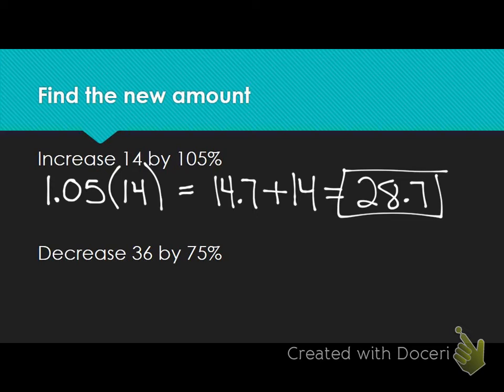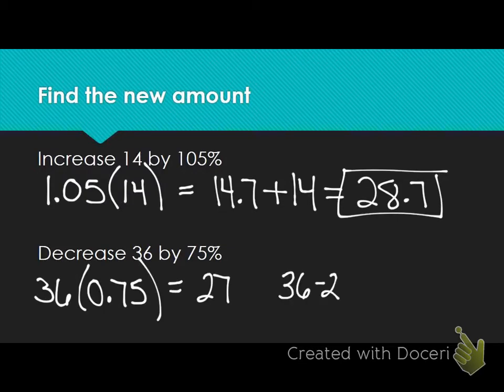Okay, I want you to try the second one now. We change to a decimal, we multiply, and then we subtract. Did you get 9? Okay, very good. So that's finding the new amount.